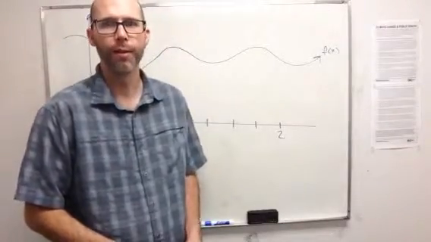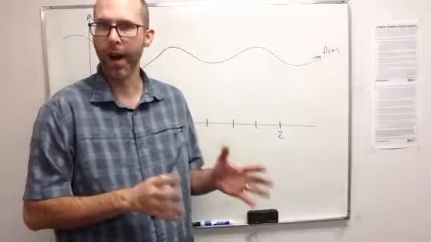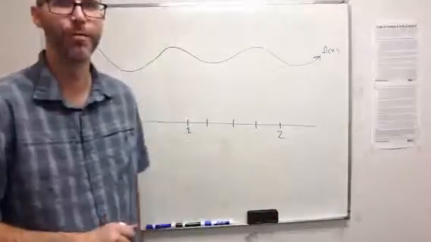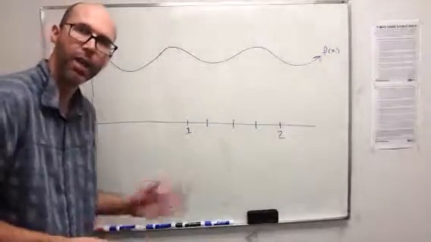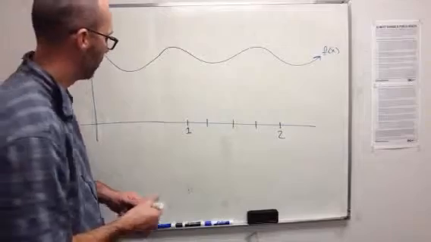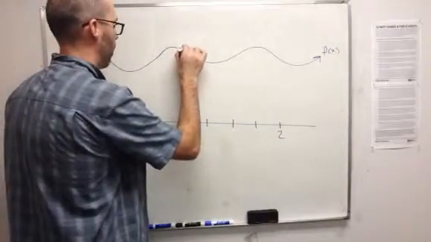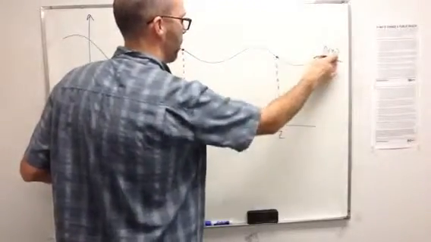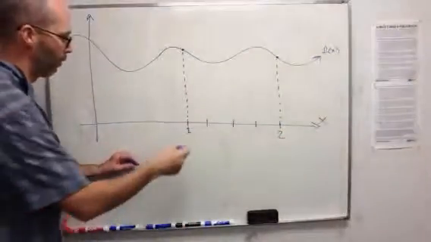Alright, so I'm going to give a graphical representation of Rn and Ln. Actually, what I'm going to do is R4 and L4. The idea is we want to approximate the area between f of x and the x-axis from 1 to 2.